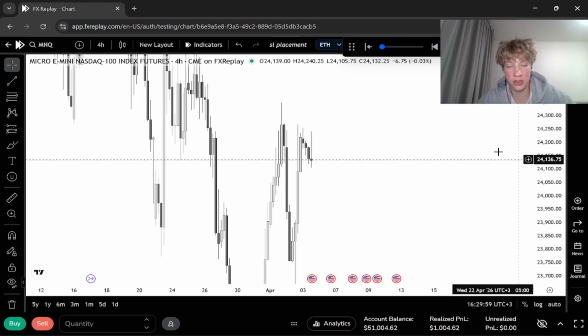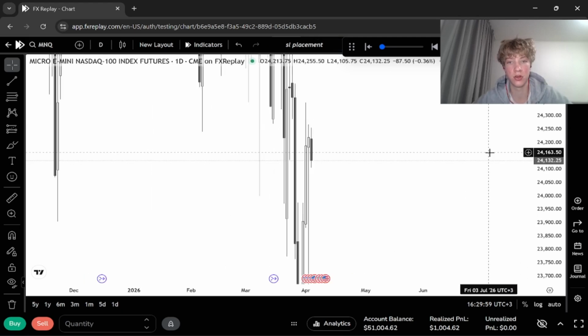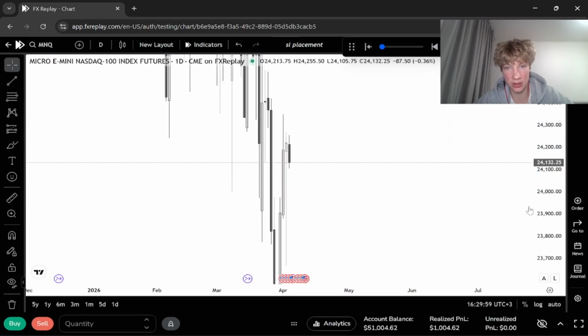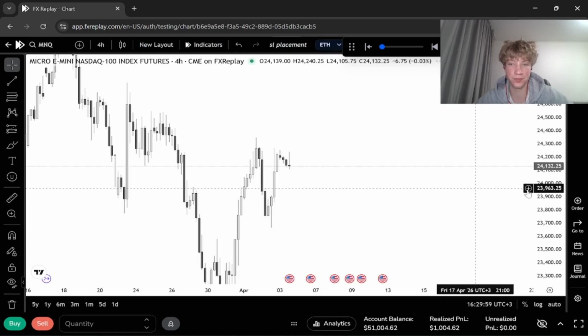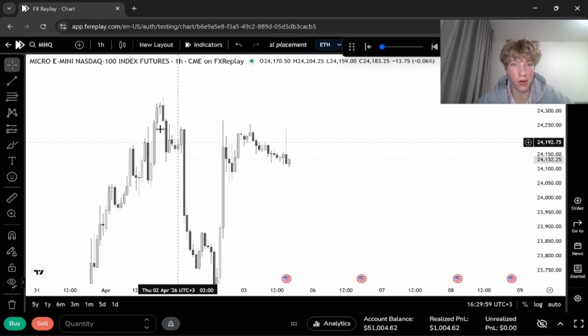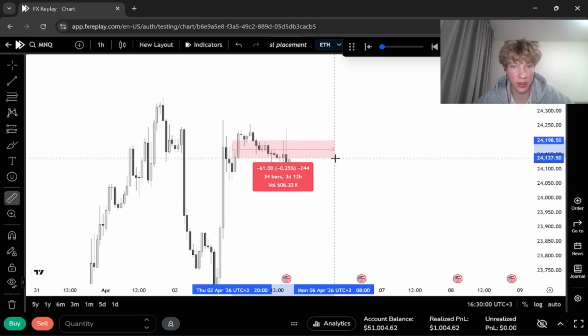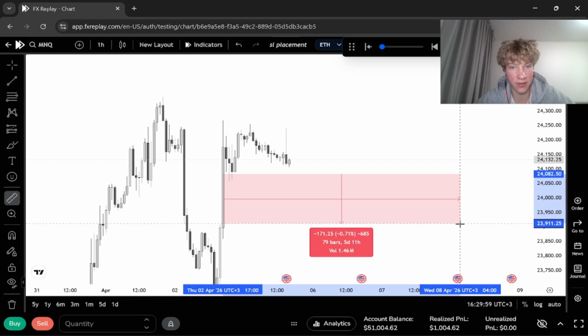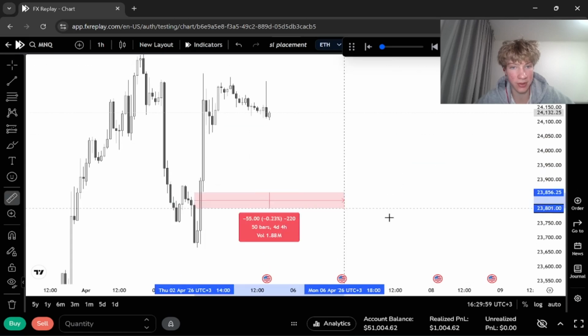Let's go to the next one. Right, we are now bouncing off this daily gap. Nope. I mean, we do have this early gap, but it's already invalidated. We do have this early gap.